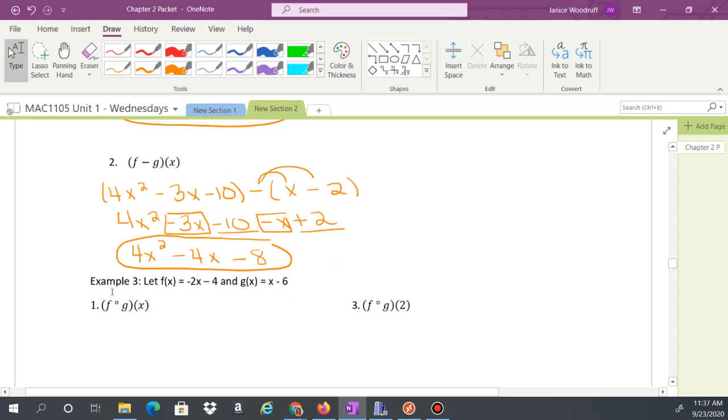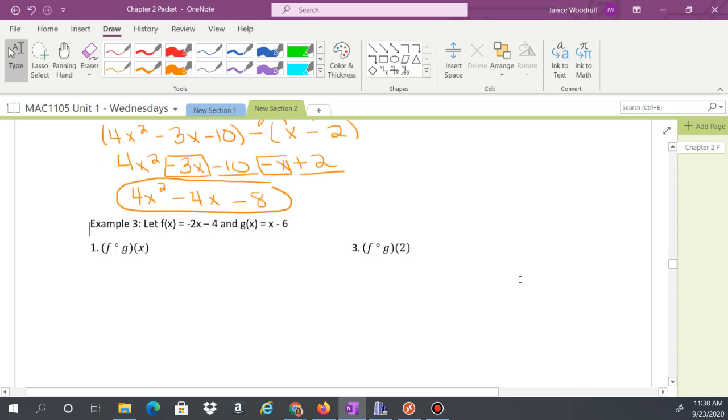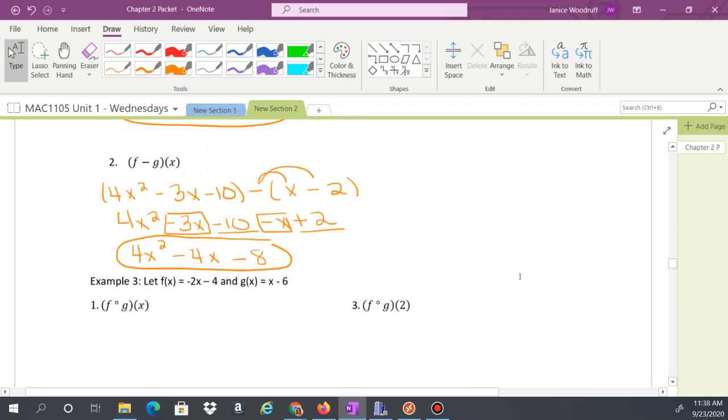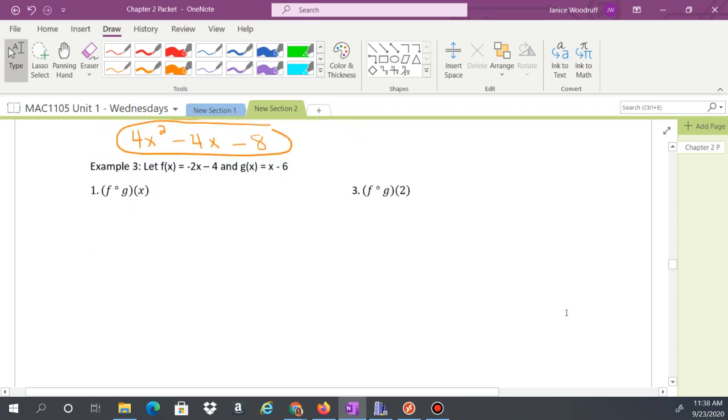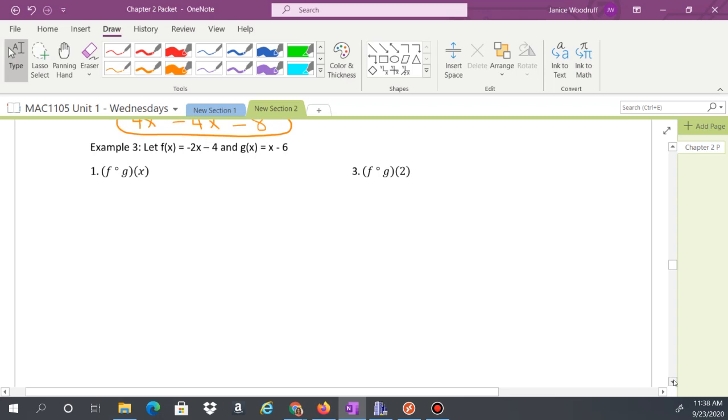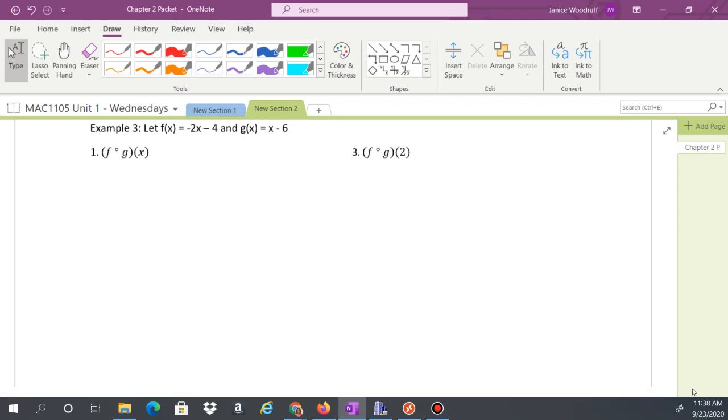All right, then example 3 is the composition function. So this is kind of new here, if you haven't seen them before. All right, so we have f of x is negative 2x minus 4, and g of x is x minus 6. So we want f of g of x.